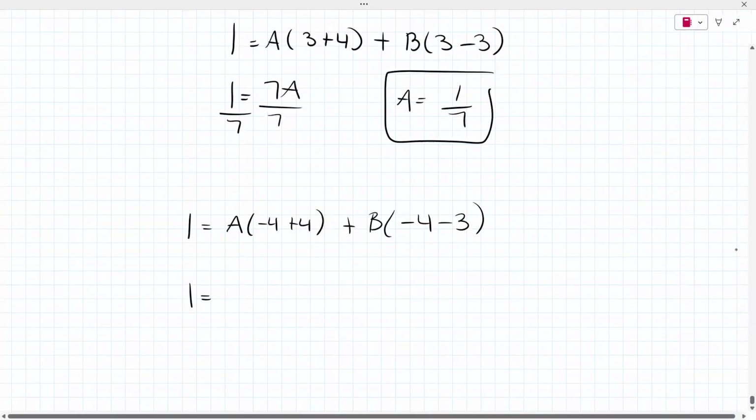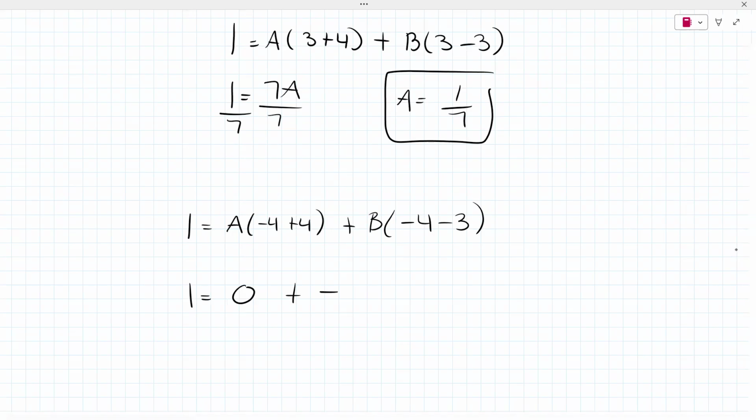And then this cancels, 0. -4 minus 3 is -7. I get 1 equals -7b. So divide this by -7. And I get b equals -1/7.